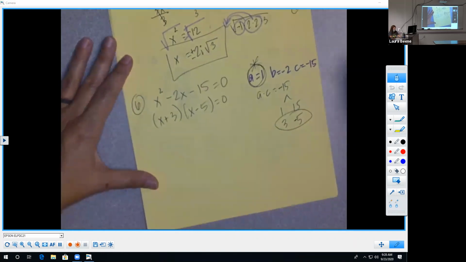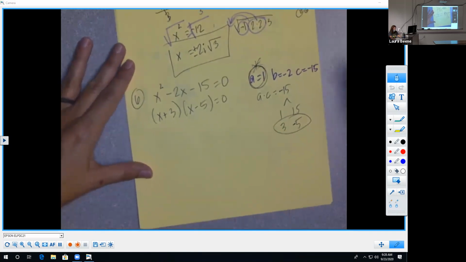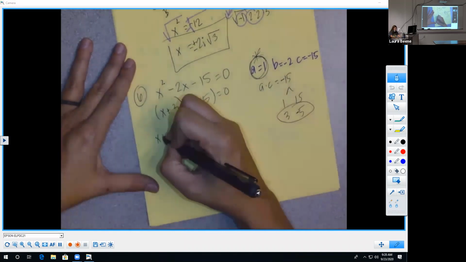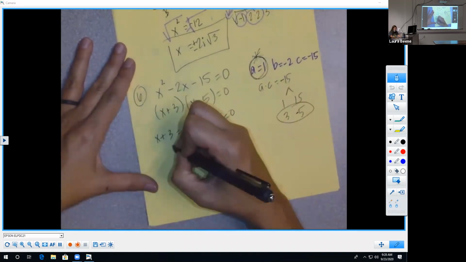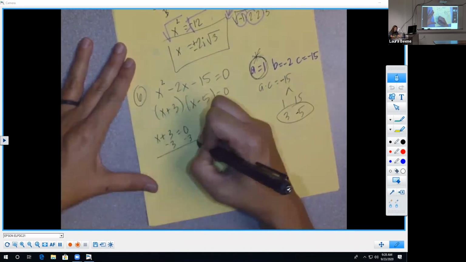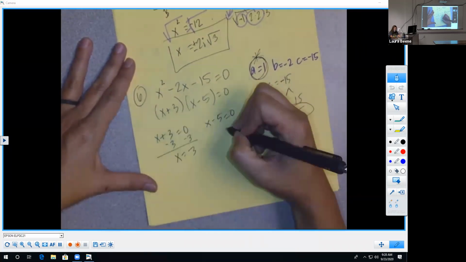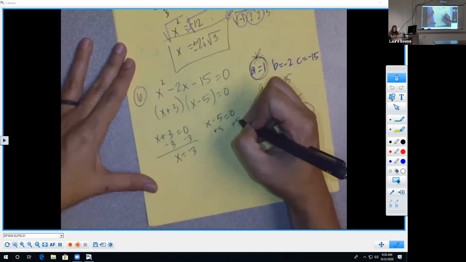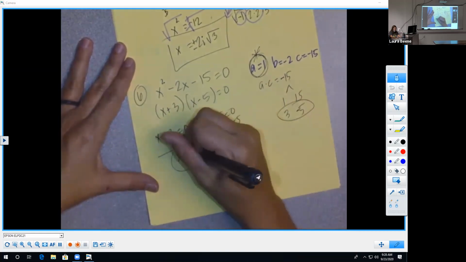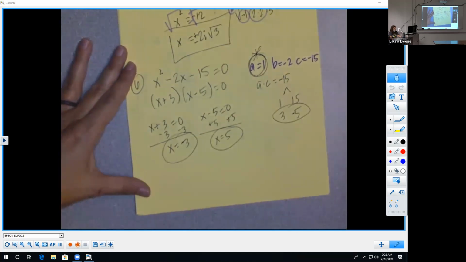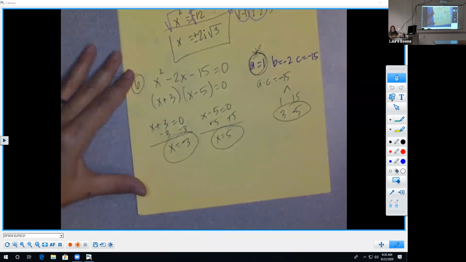How do I solve for x? Set the factors equal to 0 and solve. So x plus 3 equals 0, x minus 5 equals 0. Subtract 3, I get negative 3. Add 5, and I get positive 5. So negative 3 and positive 5.